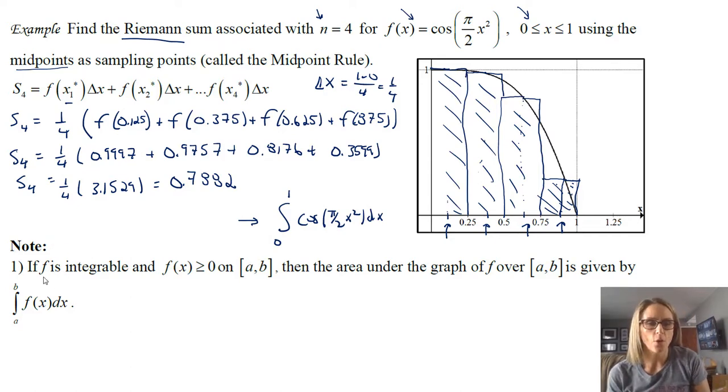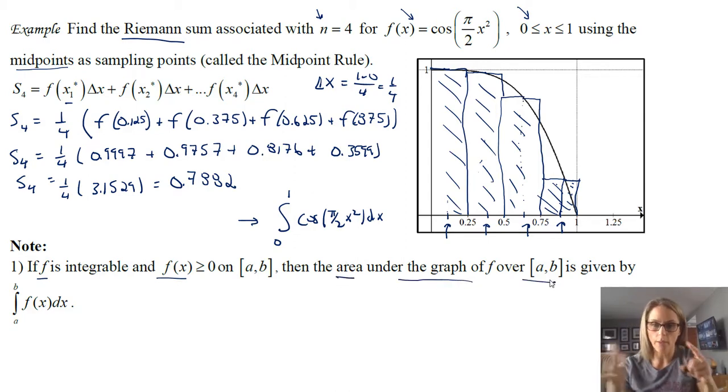Okay, so a couple notes here. If you have a function that is integrable, and if the function is always positive, greater than or equal to 0, so the y values are always 0 or above, on that interval, then the area under the graph of f over the interval a to b is given by this. So this is just the big idea that you can find the area under a curve by doing what's called integration. Okay.